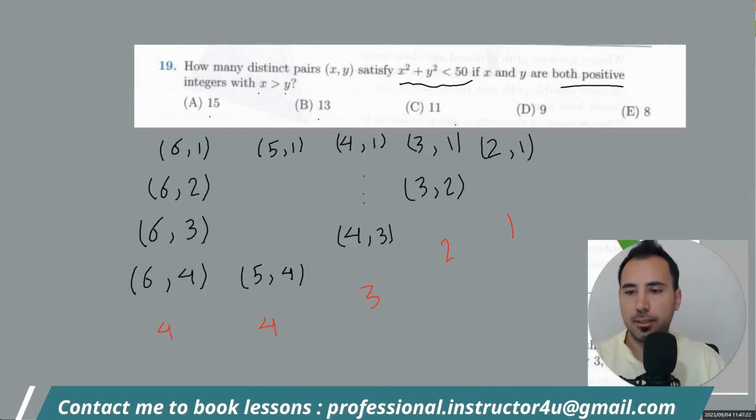So 6 and 5 wouldn't work. 6 and 4. By the way, sorry, I said that this one is out. I don't know why I wrote it here. Okay, because I said that's going to be 36 plus 16, so it's going to be larger. Okay, so this will be out, making this 3. Okay, this one, let's double check this one. 25 plus 16, obviously smaller. So a 3, a 4, a 3. So that's going to be a total of 13.